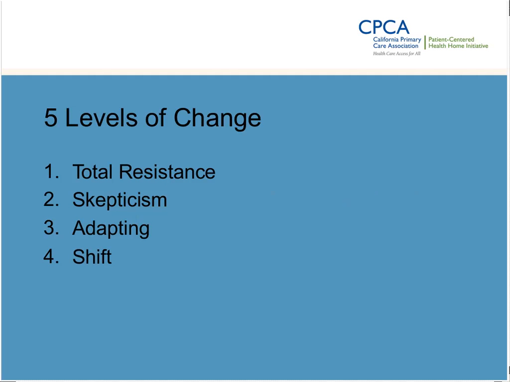So here are our 5 levels of change. Total resistance. They're being stubborn. They're denying the benefits, need of an item, process, or concept. And most of us have recently implemented electronic health records. So we remember those providers who've said, I'm going to quit if I have to use an electronic health record. We've been writing for years. I've been handwriting my notes for years. There's never any reason to do this.